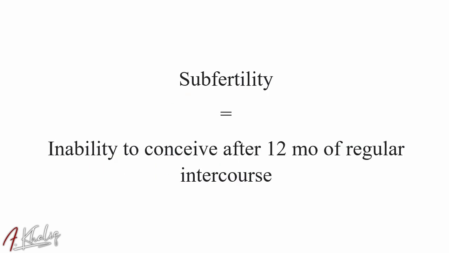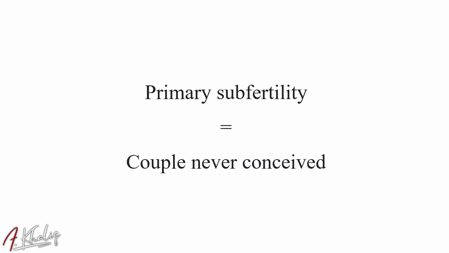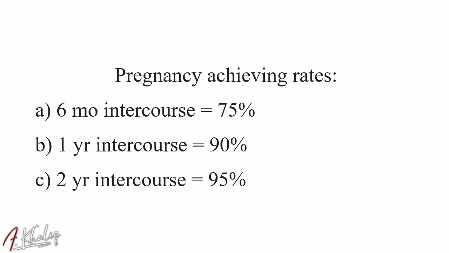Subfertility is defined as inability to conceive after 12 months of regular intercourse. In primary subfertility, the couple is always trying, but they are never conceiving. If you talk about the pregnancy achieving rates, if a couple goes for unprotected intercourse for 6 months, there's a 75% chance of achieving the pregnancy. Similarly, if they go for 1 year intercourse, there's a 90% chance. And if they go for 2 years intercourse, there's a 95% chance of achieving the pregnancy.